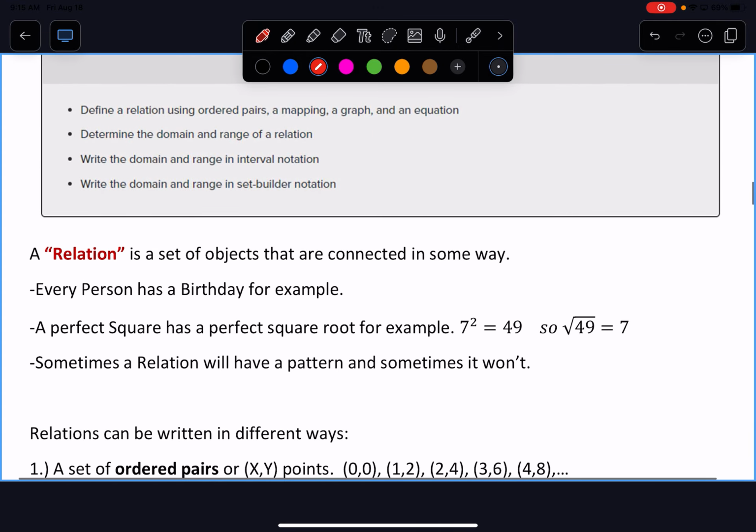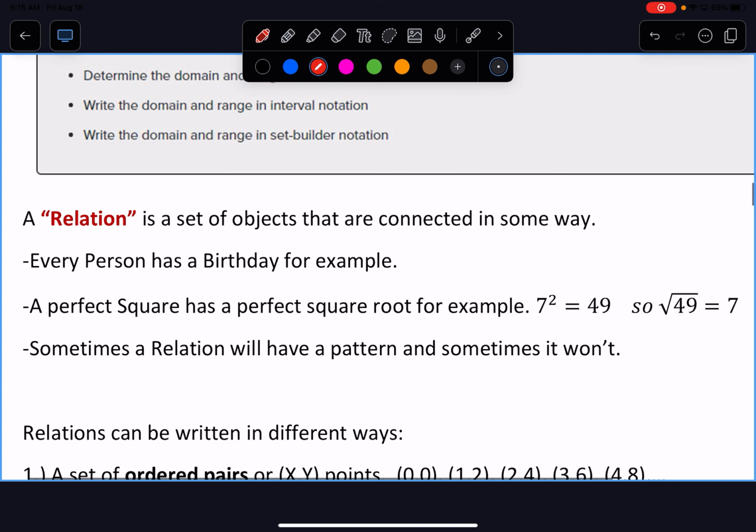Okay, so a relation is a set of objects that are connected in some way. For example, every person has a birthday. So I could say, Ashley has a birthday in April. That would be an example of a relation.